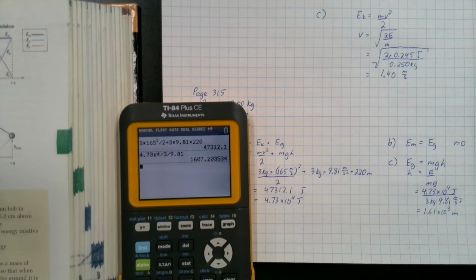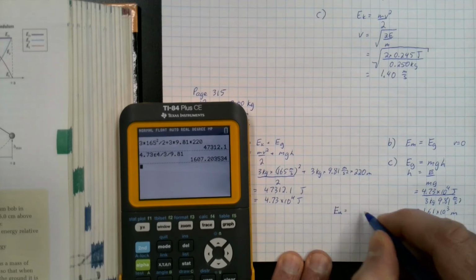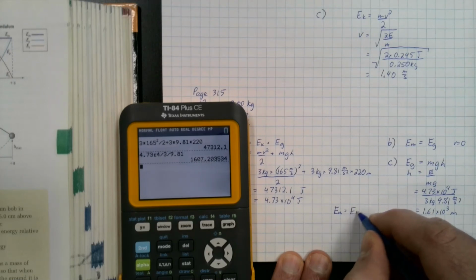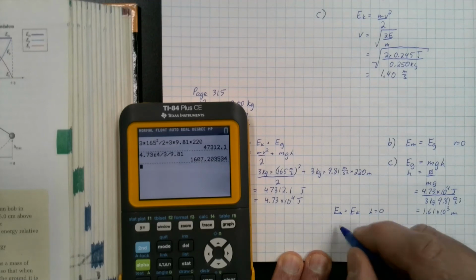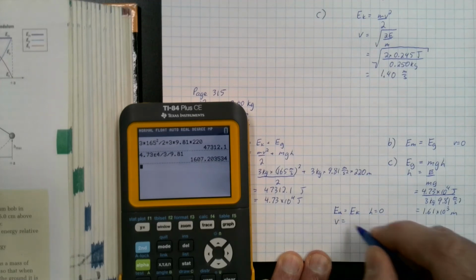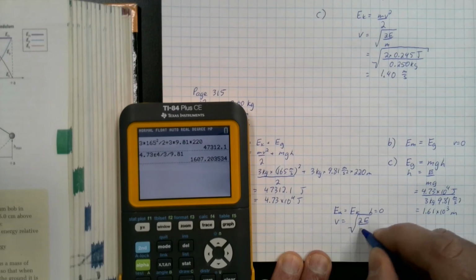Part D is asking us, what is the speed when it hits the ground? So when it gets to the bottom, all of that mechanical energy will be in the form of kinetic energy, and that's because our height is equal to 0, therefore our gravitational potential energy is equal to 0. So rearranging for velocity, it will be the square root of 2 times the energy divided by the mass.